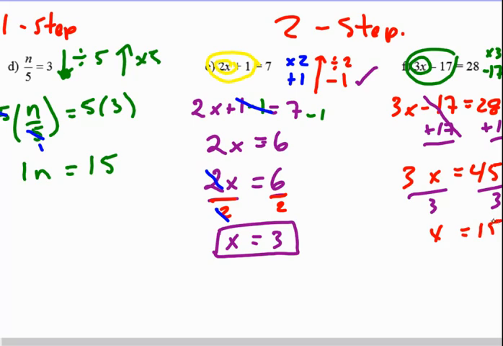Just a coincidence that the answer to D was 15, but you box that answer so that you're communicating to your teacher that it's finished. Any questions at this point?